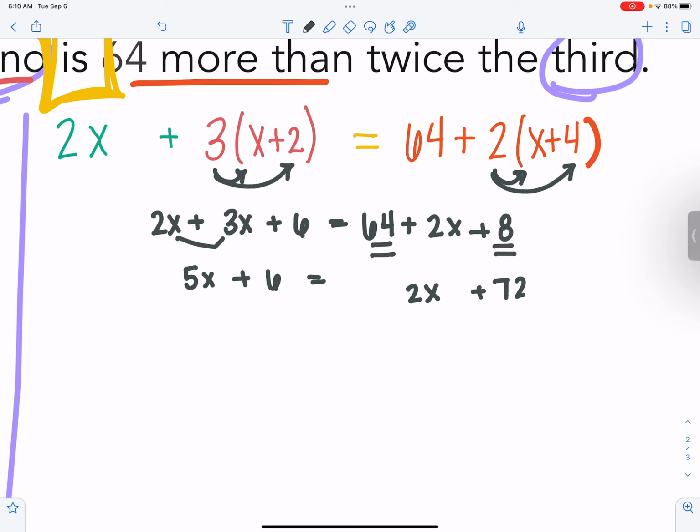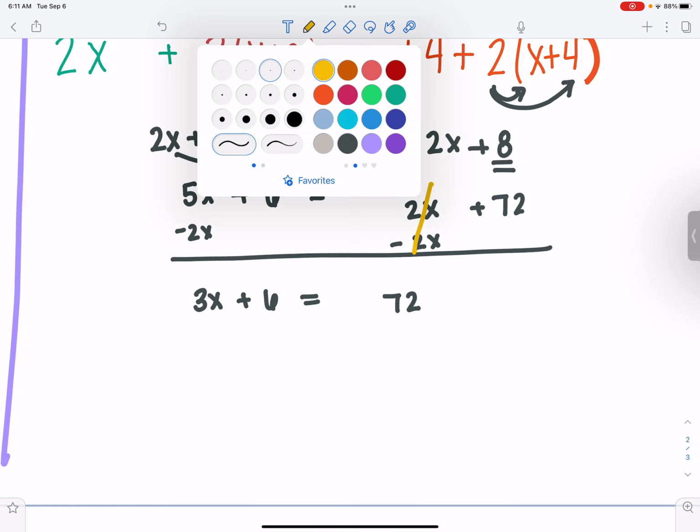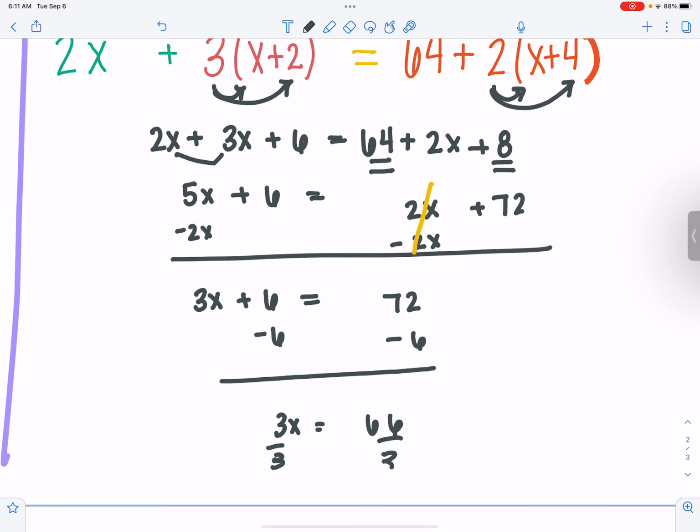All right, now I've got a variable on both sides, and so I'm going to subtract the 2x from both sides, which is going to give me 3x on the left plus 6 equals 72, because those will cancel. And then I'm going to subtract 6 from both sides and get 3x equals 66. Divide by 3, divide by 3, and get x equals 22. All right, so there's my first one.